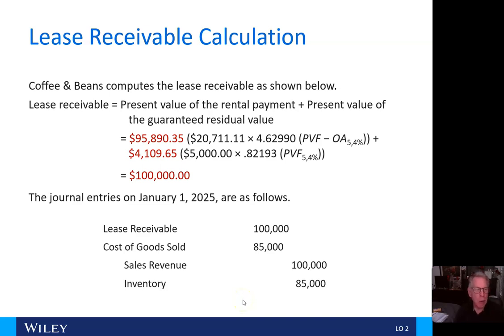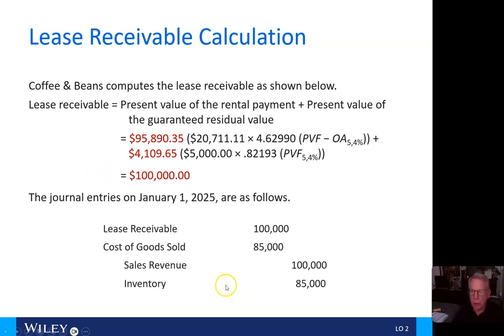Hi everybody, and welcome back to video number 4 in chapter 20. When we left off, we were looking at a lease receivable calculation. Coffee and Beans computes the lease receivable as shown below. Here, the lease receivable is equal to the present value of the rental payment plus the present value of the guaranteed residual value. Very straightforward here, I think.